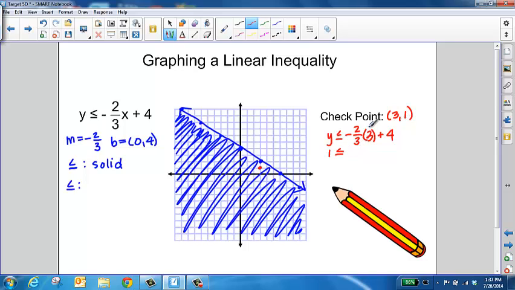Now here, when we have a denominator of 3 and we're multiplying by 3, those are going to multiply out to 1. So we'll have negative 2 plus 4. So we get 1 is less than or equal to 2. So we do end up with a true statement, which means that (3, 1) is a solution to the inequality. So we did shade on the correct side of that boundary line, because remember that entire shaded portion represents all of the solutions to that original inequality.